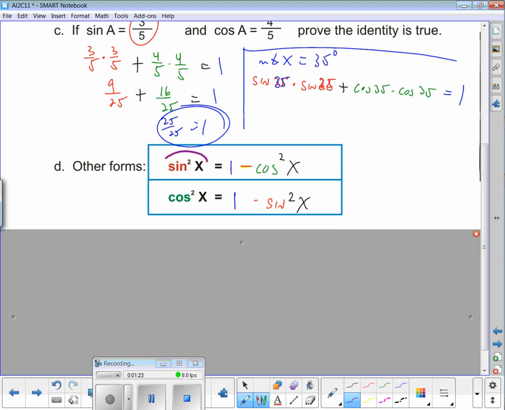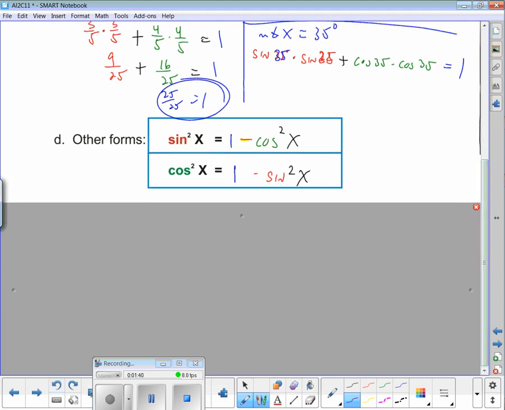Again, how to use it. Maybe where you see the sine squared x, you'll substitute in 1 minus cosine squared x. Or maybe where you see 1 minus cosine squared x, you'll sub in sine squared x. And vice versa, same thing with the second one. That's how it's used, and that's what we're going to do with it.